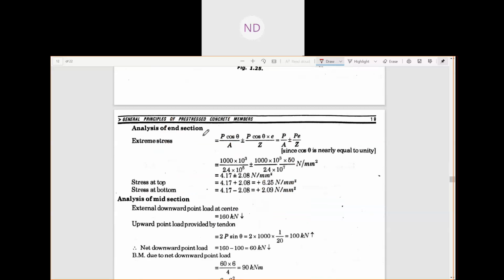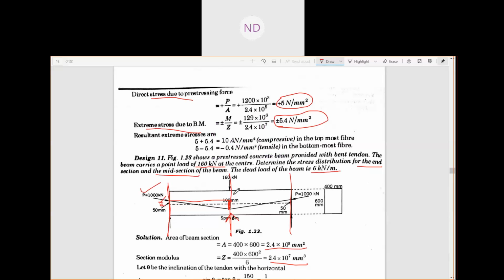Analysis of the end section. We know that on the end section the moment due to the load is always zero, because the load is acting at the center. In a simply supported beam, the maximum bending moment is always at the center, and at the end section it is zero. Yes or no? For a simply supported beam, you know the bending moment here is zero.